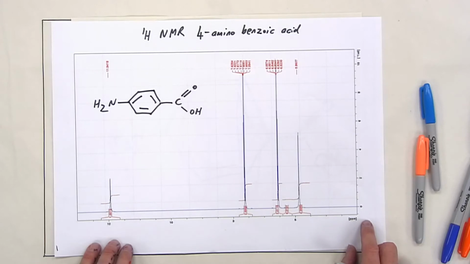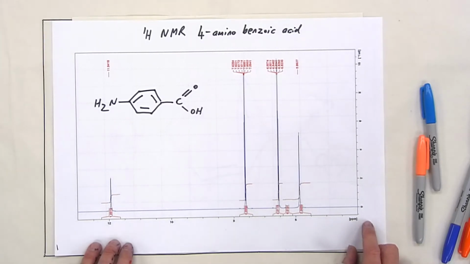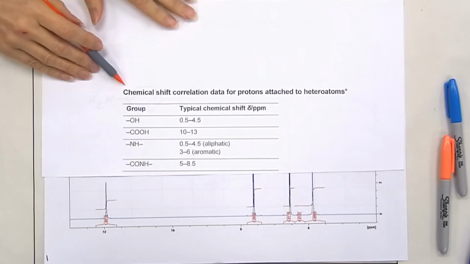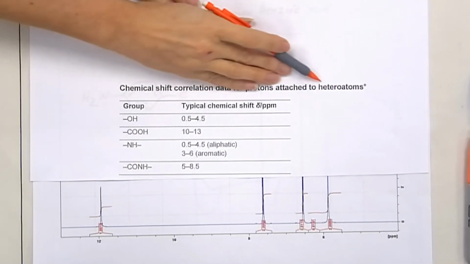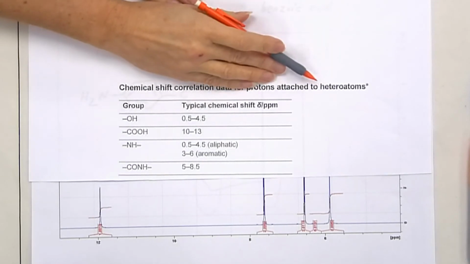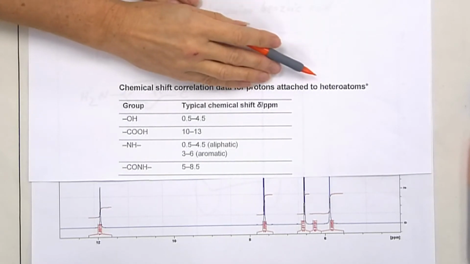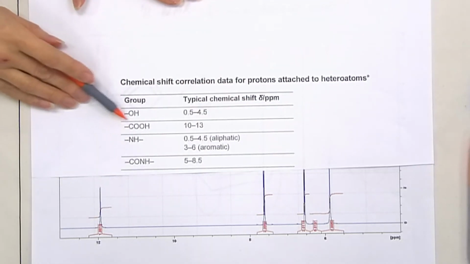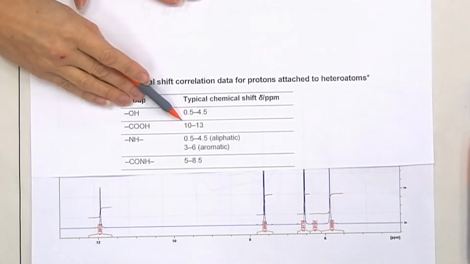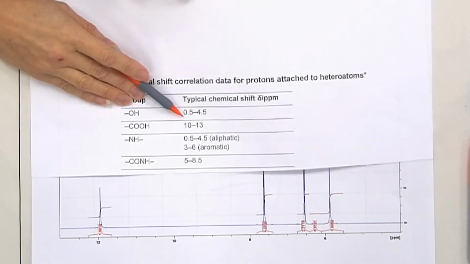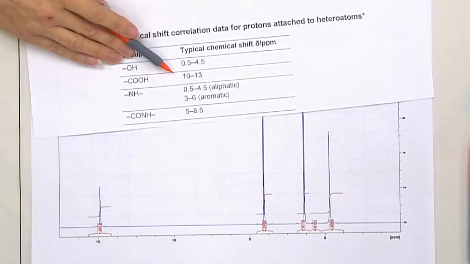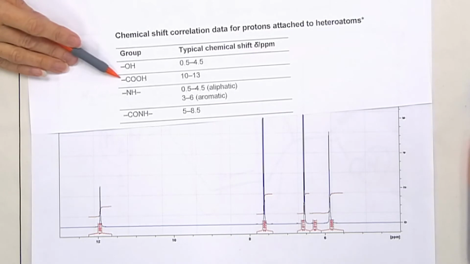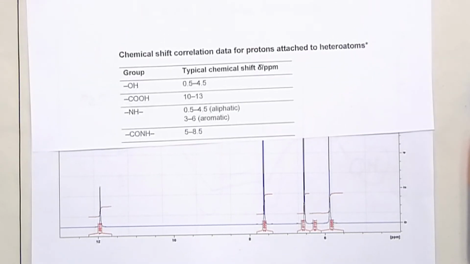And the next thing we're going to do is have a look at what those signals might be. So in this case, we're looking at the correlation chart for protons attached to heteroatoms, because we're looking at the carboxylic acid proton and also the amine proton. If we look at the carboxylic acid, we would expect that to be around 10 to 13 parts per million, so very high. It's very heavily de-shielded. So we have a peak here around about 12, so that is likely to be due to the proton on the carboxylic acid.